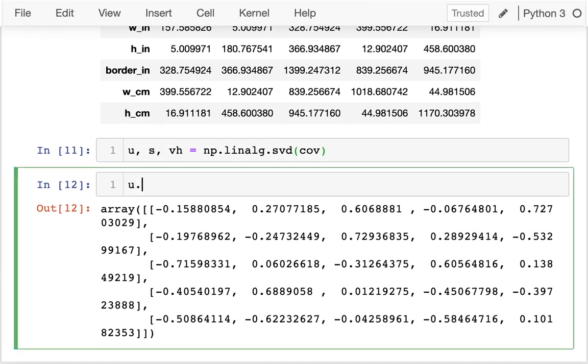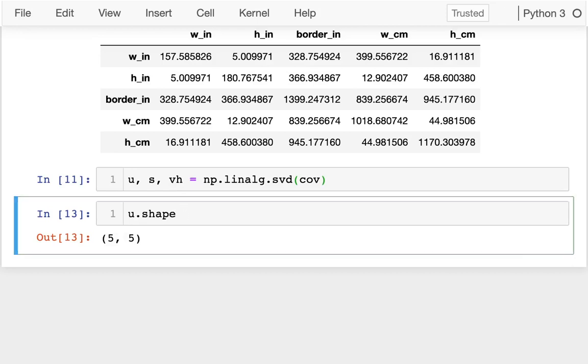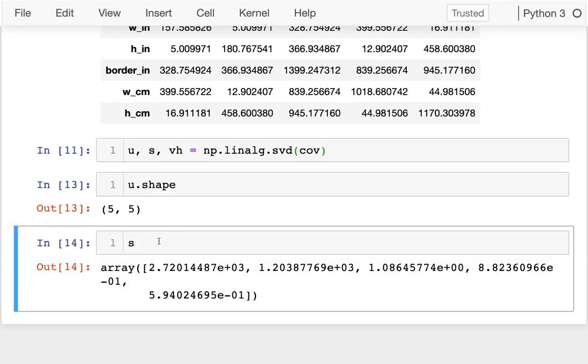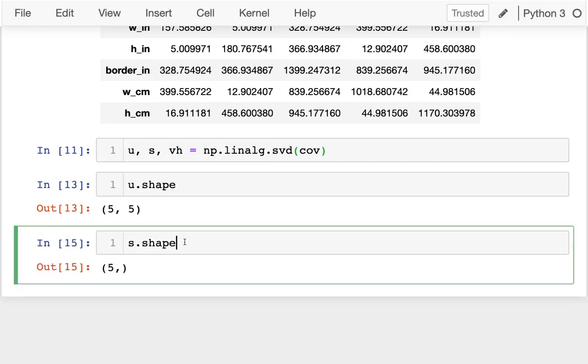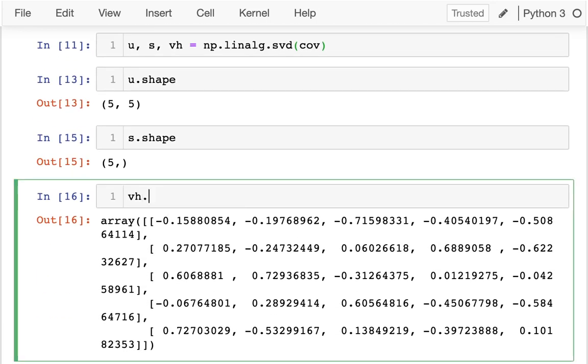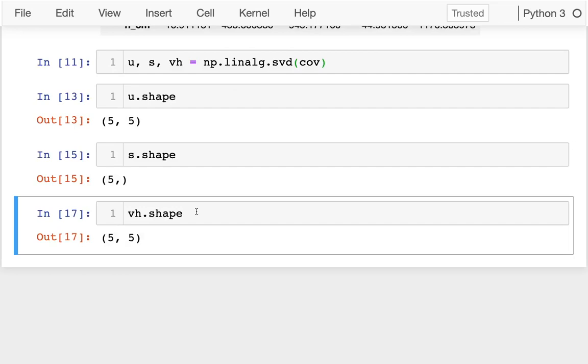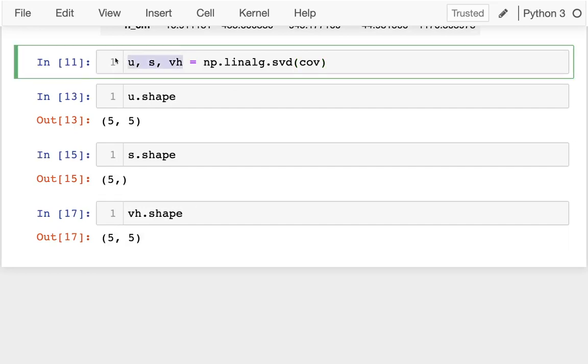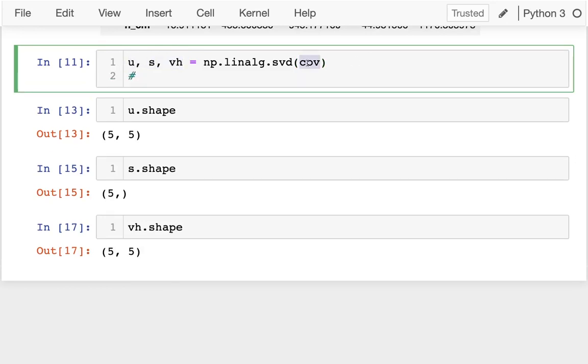So there's my U, which is a matrix. It's a matrix that's 5 by 5. I have S, which is a vector, right? Size 5. And then I have VH, take a peek at VH, which should also be a 5 by 5 matrix, right? And so if this is a decomposition, what does it mean? It means that the covariance should be U times S, and then dot product VH. Right, so I'm going to use this in both ways just so that we get comfortable with that.